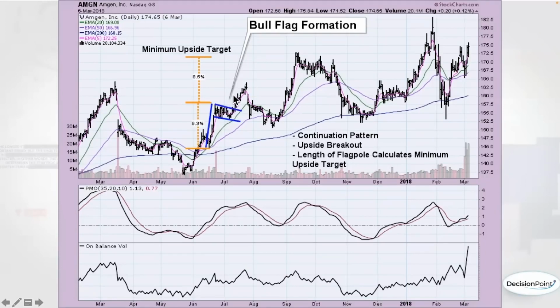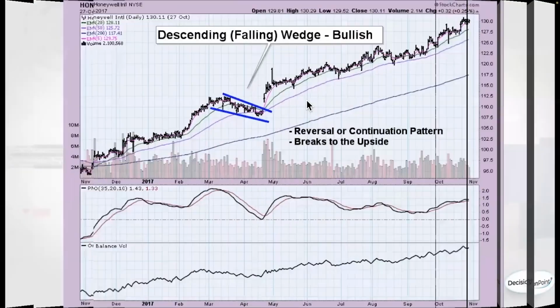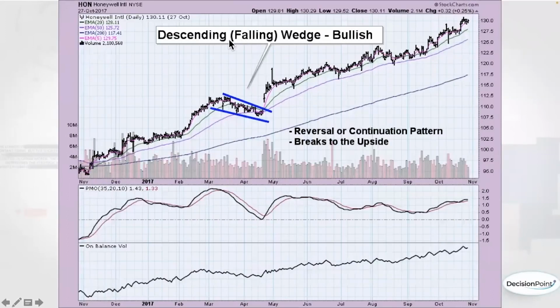Now, we didn't actually get that out of this pattern. So let's look at the falling wedge, not to be confused with the descending triangle, which I'm going to look at a little bit later. The falling wedge is a bullish pattern, and the expectation is an upside breakout. Again, these don't have an upside target that you can calculate. You can kind of calculate the back of the pattern like we were looking at the other one and then add that on the breakout.